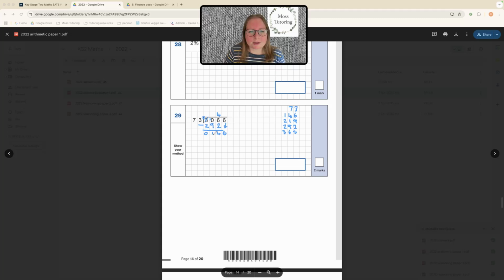Okay, so 73 into 146 goes twice. So I'm going to pop that on top to make an answer of 42. Just going to double check there's no further remainders. So 73 times 2 is 146. Let's subtract these. So 6 take away 6 is 0. 4 take away 4 is 0. 1 take away 1 is 0. So my answer for that one must be 42. Okay, so well done if that's the answer that you got.